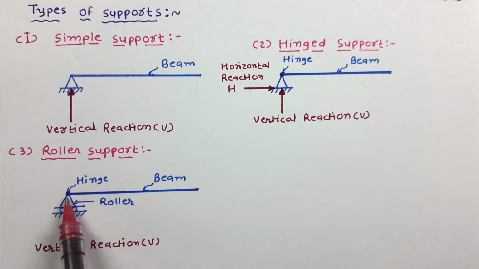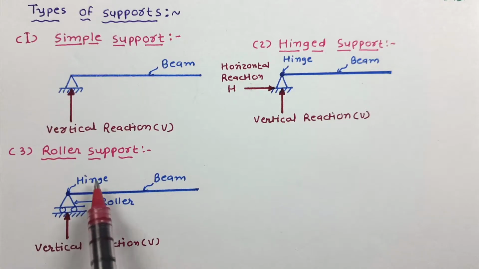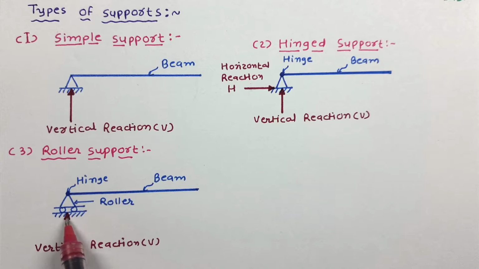Here hinge is also there. So it can rotate about this hinge. So there won't be any moment. But this support restrains the movement of beam in vertical direction. So there will be one vertical reaction in roller support.